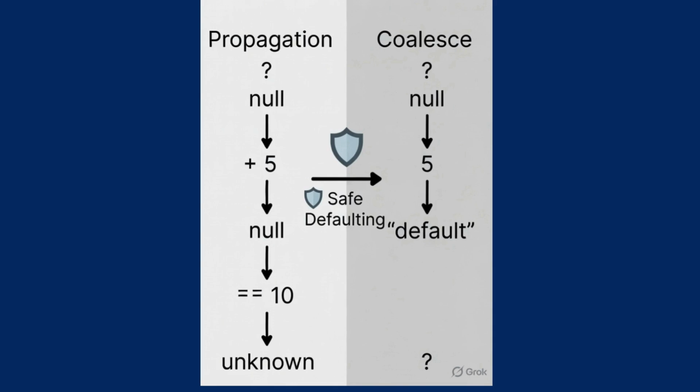On the right is the coalesce chain. Start with null, try 5, boom, it stops right there and returns 5. If 5 was also null, it would continue to the next value like default. Coalesce short circuits at the first non-null, no spreading mess. The middle arrow with the shield icon says safe defaulting. That's the power. Propagation keeps nulls dangerous and unpredictable, but coalesce wraps them safely, giving you a clean fallback value without letting uncertainty take over. Use coalesce whenever you want reliable results, even when data is missing.